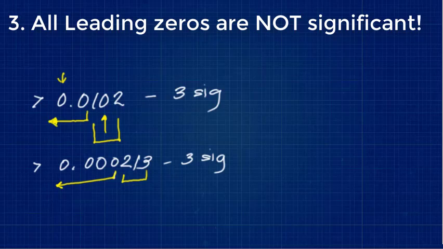Another example, 0.010. Now let's apply the third rule. Looking to the left, these are 0 and these are not significant. But what's on the right? There's a 0. Does it apply here? Let's discuss it on the next rule.